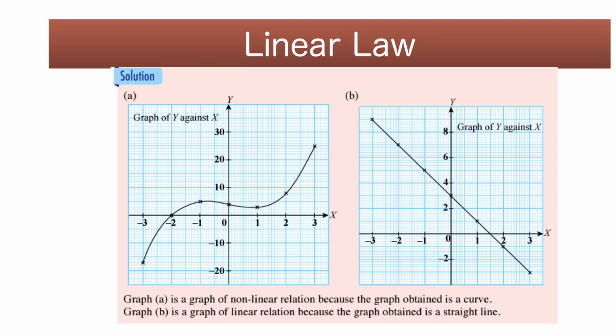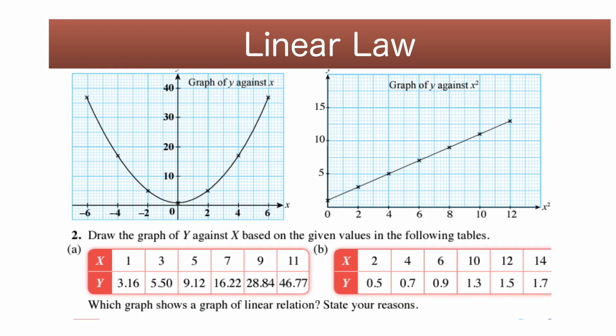Let's observe graph A and graph B. Graph A is a graph of non-linear relation because the graph obtained is a curve. Graph B is a graph of linear relation because the graph obtained is a straight line.